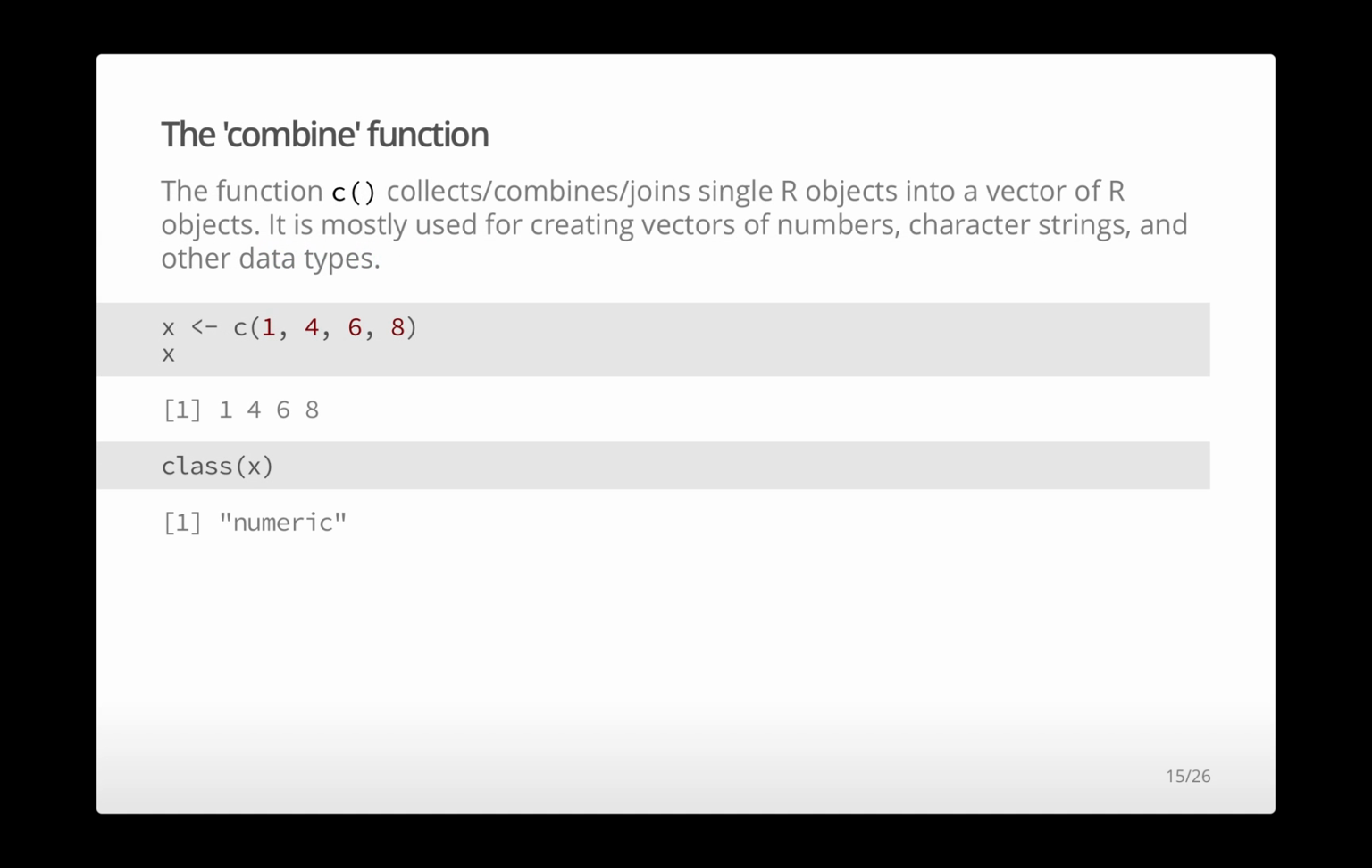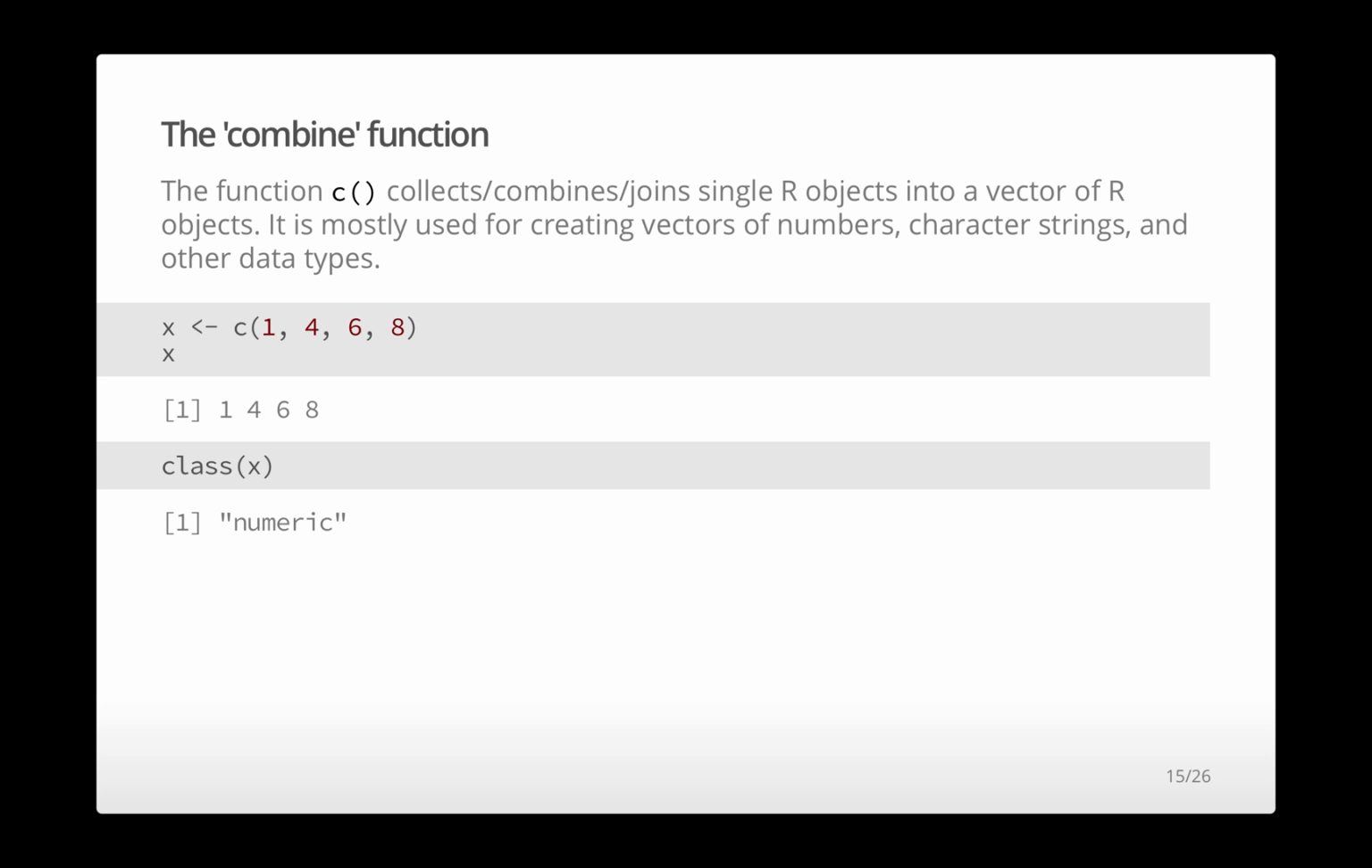So okay, I wanna make a bunch of things. I don't wanna just have a vector of one thing. I wanna have a vector of a bunch of things. The way you do that is the c function. c stands for combine or collect. It allows you to join single objects into a vector. It's usually creating a vector of numbers, character strings, or other data types. So if I want to create a vector of length 4 with the numbers 1, 4, 6, and 8 in it, this is the way you do it.